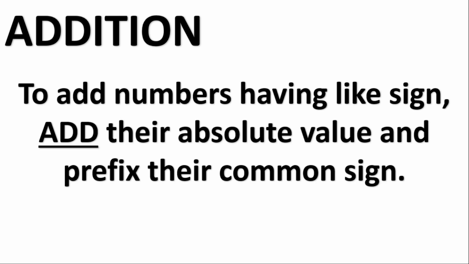So first rule, to add numbers having like sign, we are going to add their absolute value and prefix their common sign. So pag sinabi nating like sign, it's either both positive or both negative. Okay, so kapag parehas positive or parehas negative, the only thing we need is to add their number, then we're going to copy the sign of it.